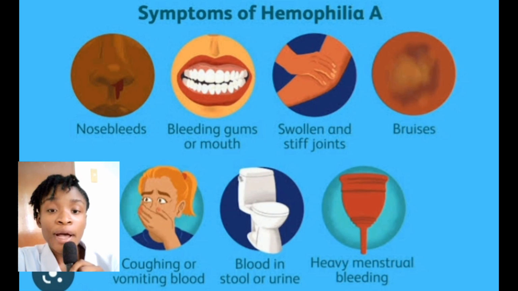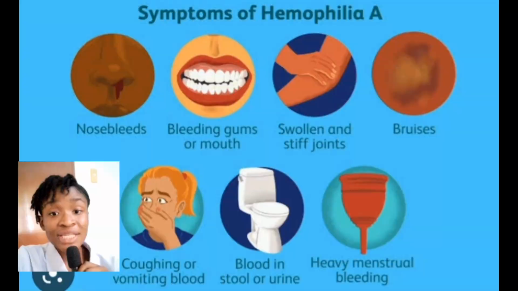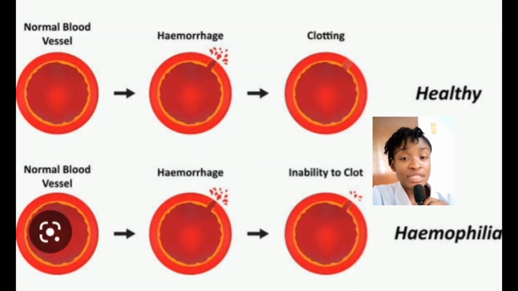Also, hemophilia is when there is a certain protein that is absent in the blood. That is why it is genetic. It is a genetic disorder because it has to do with proteins. So that is all for hemophilia.